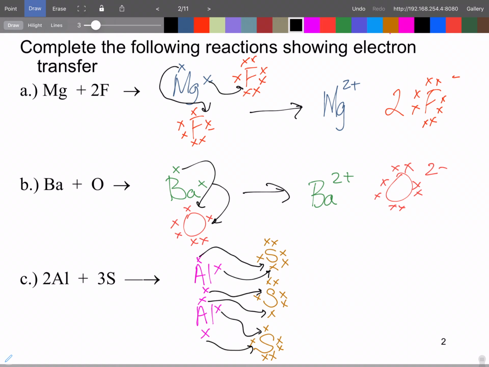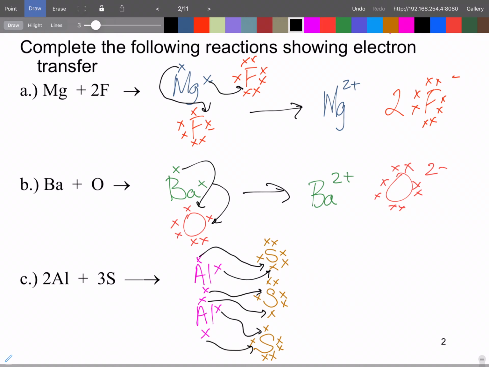And so if you're looking back and thinking about why we have 2 aluminums and 3 sulfides, so when we're done it's Al2S3, it's because it takes 2 aluminum ions to provide enough electrons to transfer to 3 sulfurs so that the charges will balance. So your total positives equal your total negatives.